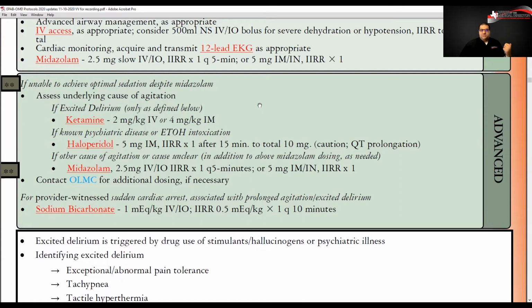If you have any questions about the definitions or want to see some examples or anything else, let us know. We can show you some. But again, the goal here is, if you treated the patient with nothing but midazolam, that would be fine. If you have a great clinical suspicion for one of these other disease processes, then you can use the drugs as appropriate.